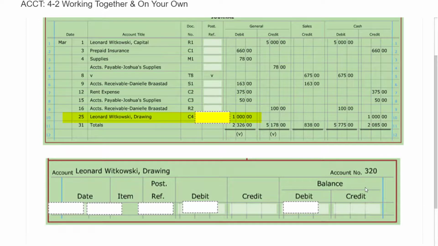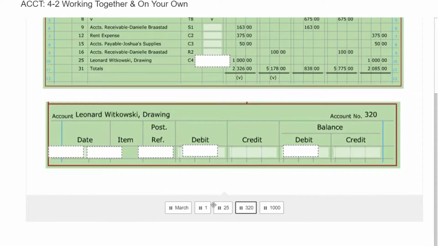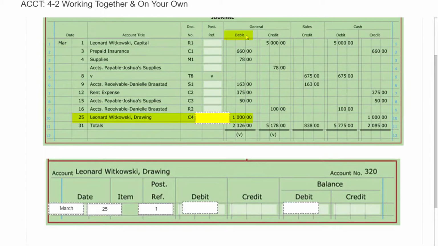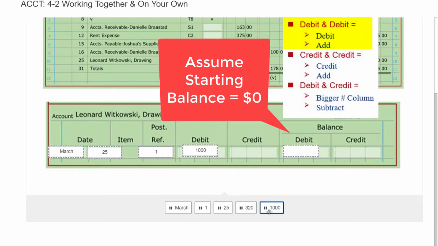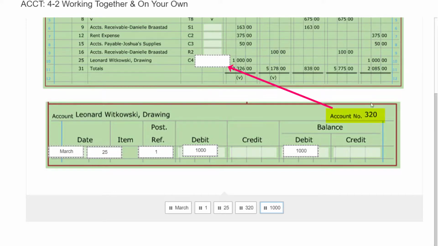I have one drawing. It's on March 25th. Still on page 1 of my journal. If I look at the drawing, it is a debit of $1,000. And $1,000 debit plus 0 debit is $1,000 debit. And I posted that to account number 320. So this $1,000 is on 320 for the ledger.